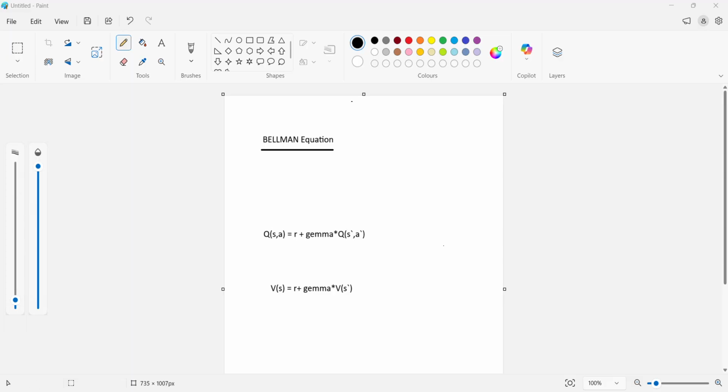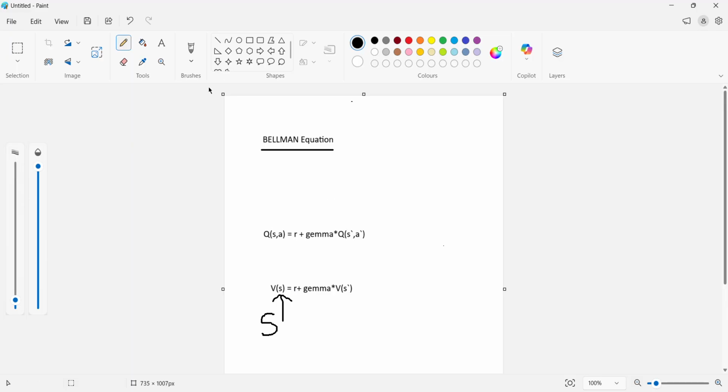For example, I am in a certain state S and I want to find how good it is to be in this state. Am I going to use the action value function or the state value function? I want you to answer it before I answer. Obviously, we are going to use the state value function, because the state value function tells us how good it is to be in a certain state when we give it our state.